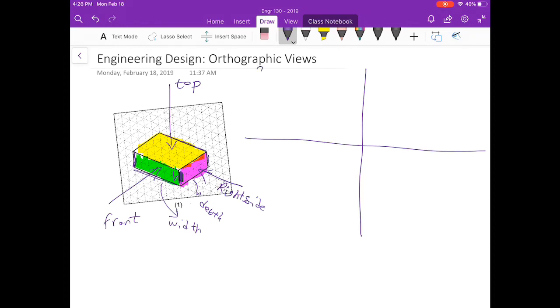Down here I'm going to draw the front, and then up here I'm going to draw the top. Down here will be front, and the other side here will be the right side. Now what's going to be here? Here is going to be the mirror line, or 45-degree line, what we call it mirror.